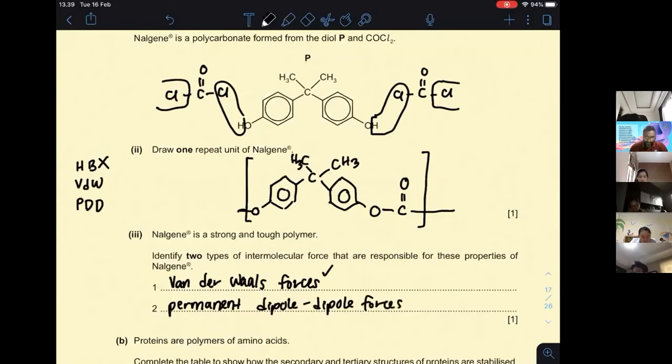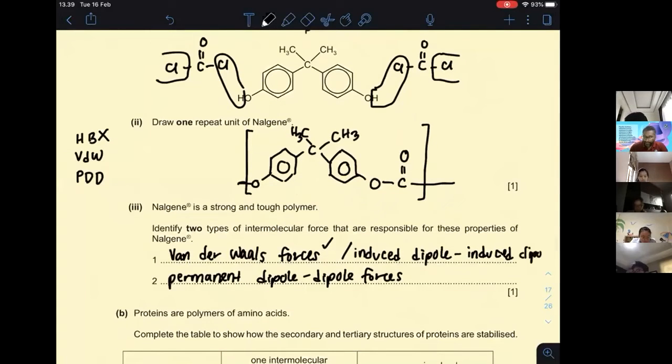But again, if you want to be safe, instead of writing van der Waals forces, you still want to actually be safe, then write induced dipole. ID forces, ID. It's supposed to be temporary dipole, induced dipole. But it's okay, we'll just follow ID forces. You can still give it as van der Waals forces.